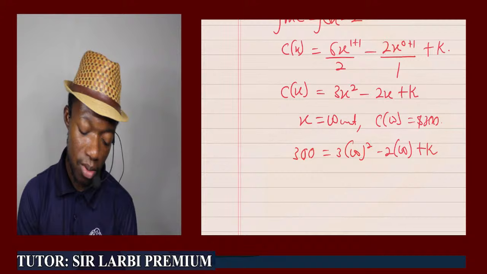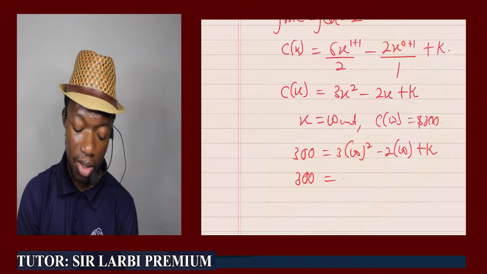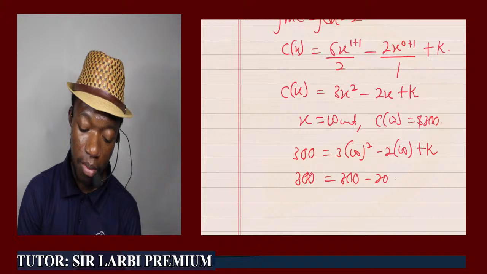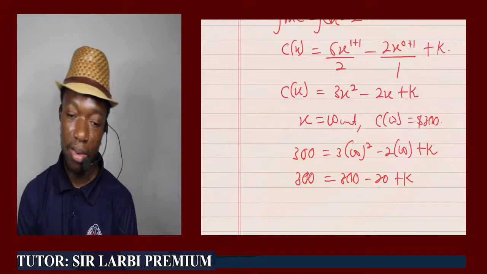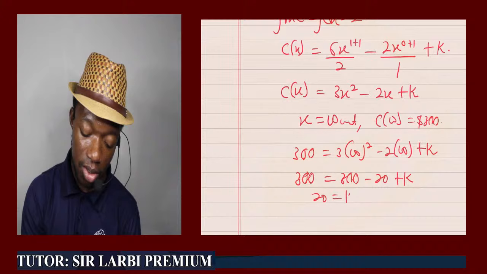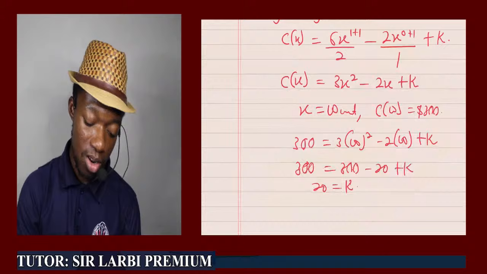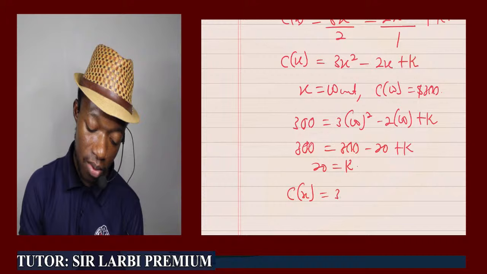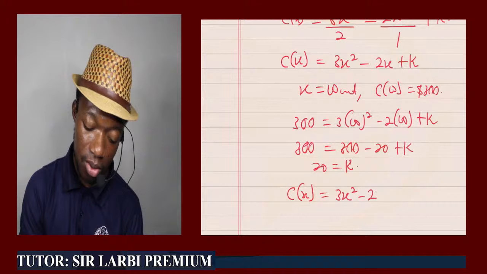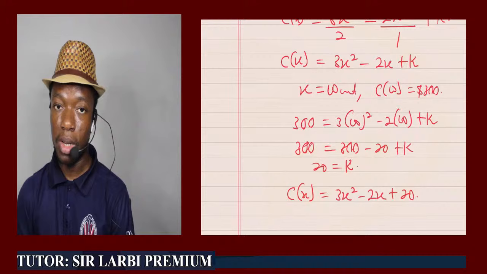Okay, so what do we do? We have here 300, and that should be equal to 10 squared, which is 100, so we have 300 equals 300 minus 20 plus k. Here we'll cancel this, so we'll be left with 20, and that should be equal to k. So 20 is going to give us k. Therefore our cost function becomes 3x squared minus 2x plus 20, now that we know the value of k to be 20. So that becomes our cost function.